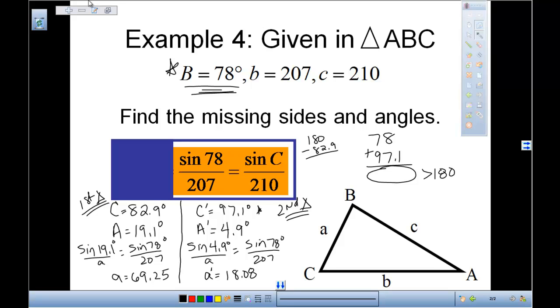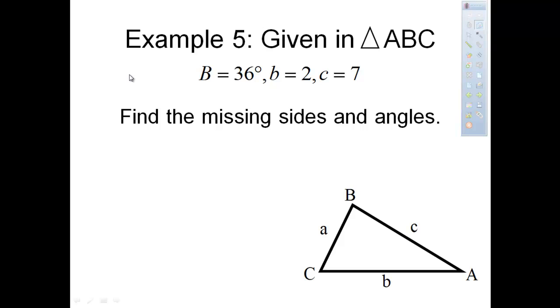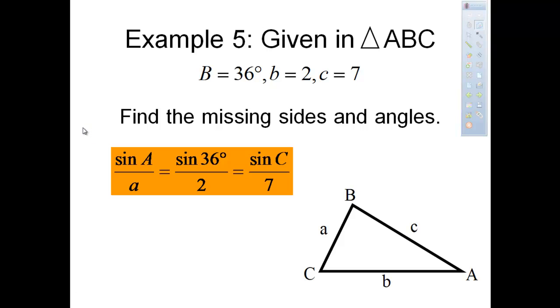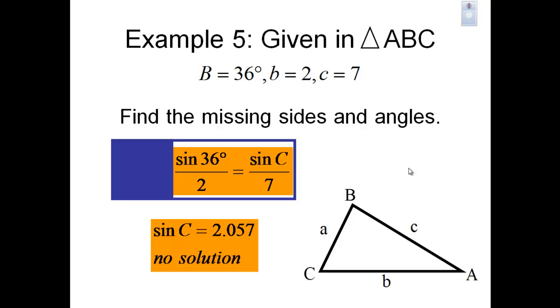So what would it look like if you have no solution? I'll show you that one real quick too. Here's an example. I'm going to show you why this is going to give you no solution. So when I plug in my law of sines here and go to solve this one, we're going to cross multiply. And obviously we're going to try and solve for angle C, because that's going to be the easiest one to get to. So when I cross multiply to solve, I find that sine of C equals 2.057.